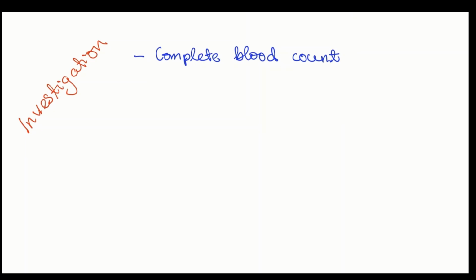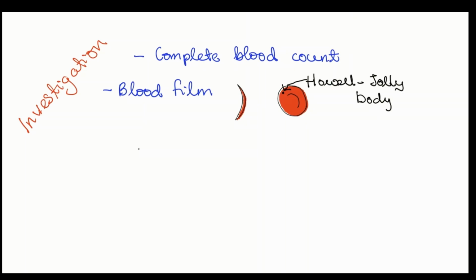Another test that can be done is a blood film. The blood film may show the sickle cells that have been irreversibly sickled, and in patients with no spleen or hyposplenism where there's reduced spleen function, you could see Howell Jolly bodies. These bodies are remnants of the nuclei that are supposed to be removed by the spleen.